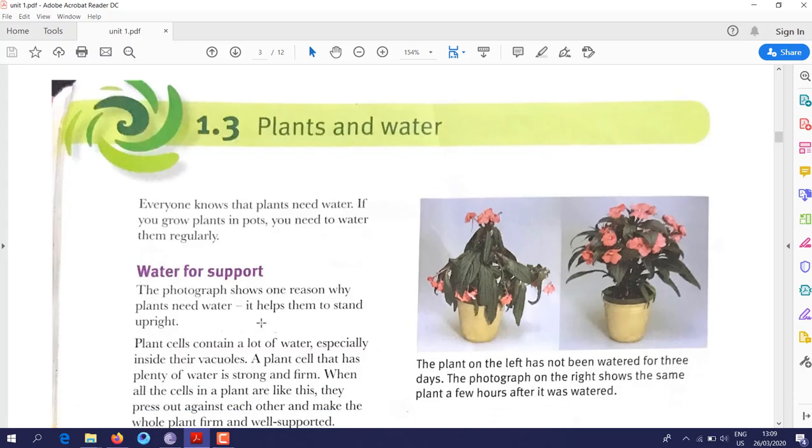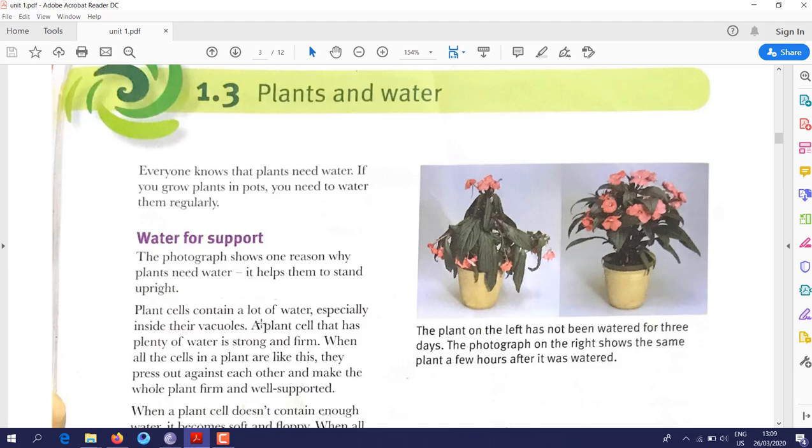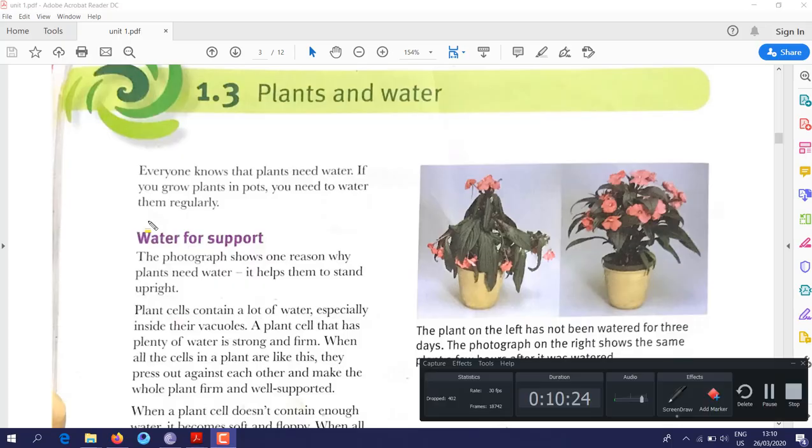1.3 Plants and water. We just explained that plants need water for photosynthesis. But in fact, plants need water for many reasons. It's not only for doing photosynthesis. Water for support. Plants need water for supporting themselves.